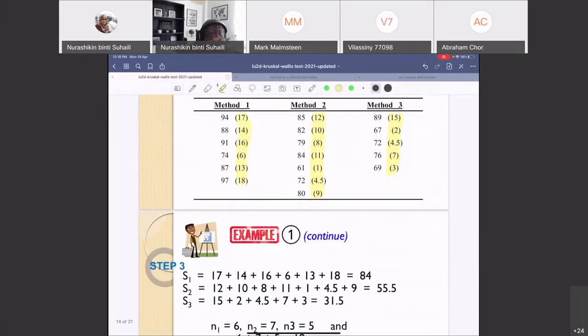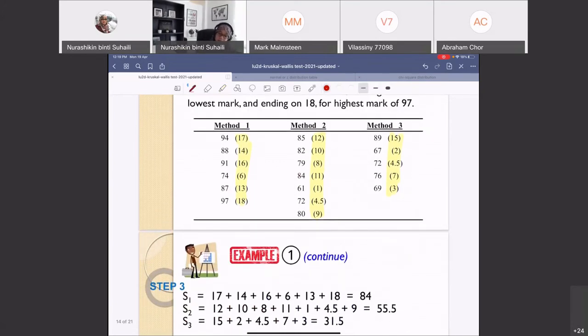Step 3 is to find the sum of ranks. So what is meant by sum of ranks? Now we have the sum of ranks for every sample. Let's say method 1, we have all the numbers in the bracket over here. So you just sum them. Don't sum the data, you have to sum the ranks. This is rank.